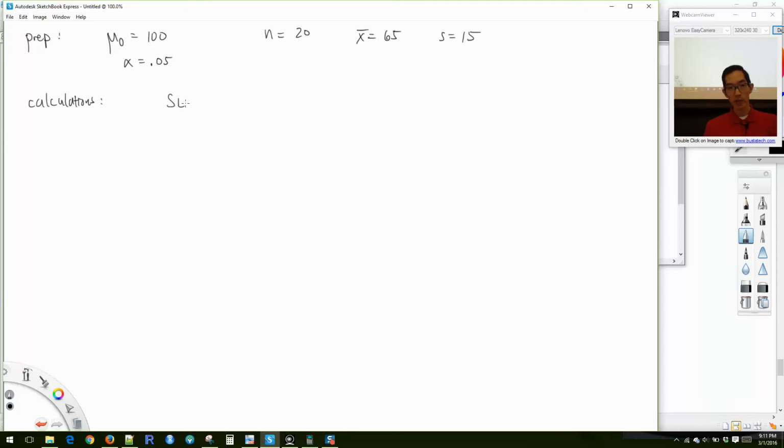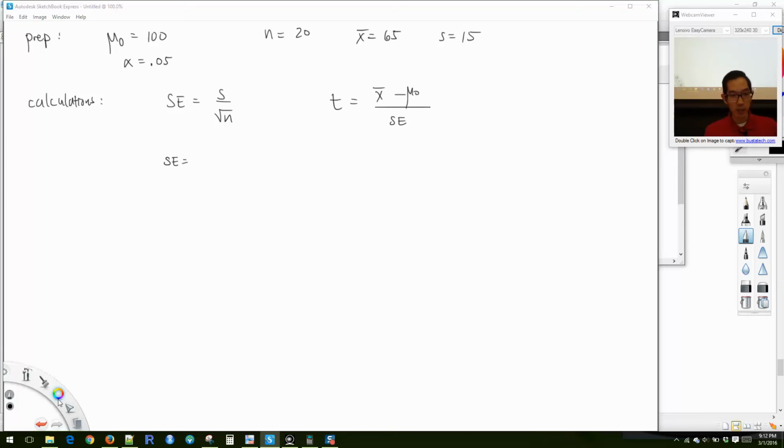What do we have? Standard error is equal to s over the square root of n. We have t equal to x bar minus mu sub 0 over the standard error. Then we're going to get our p-value. I'm going to do this part for you, and then I'm going to have you go from the test statistic t to your p-value.